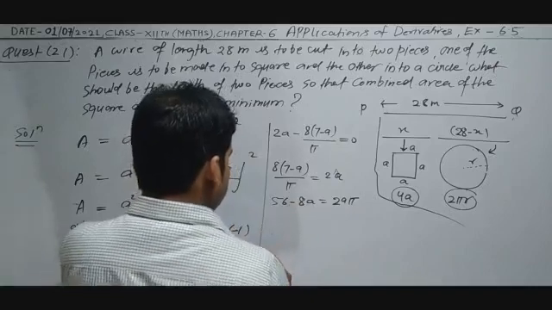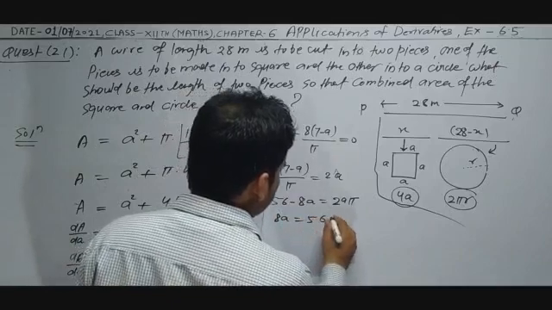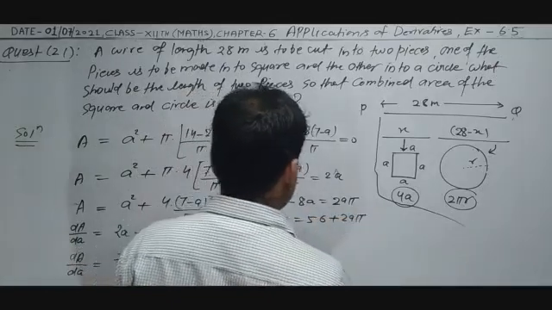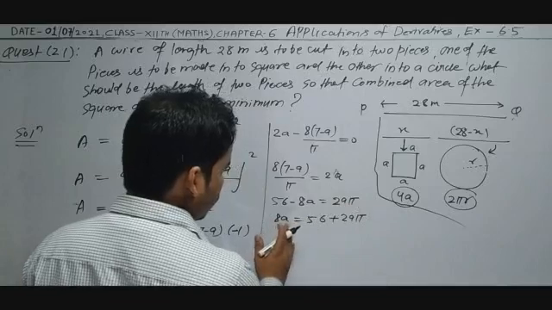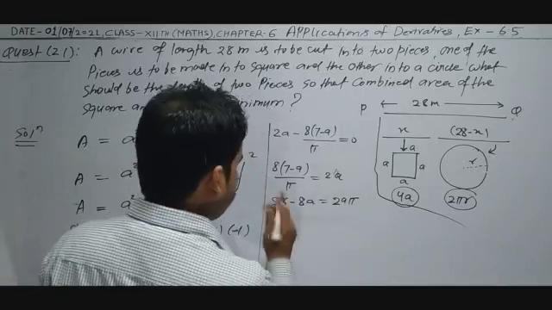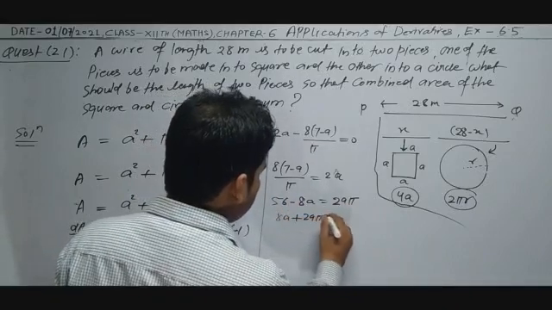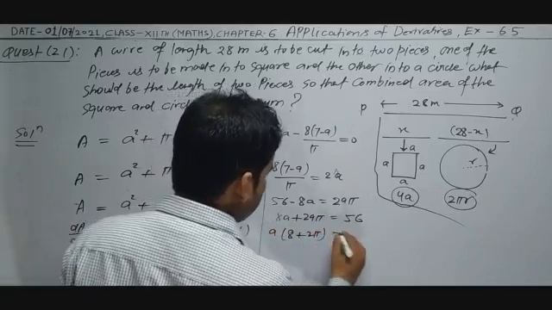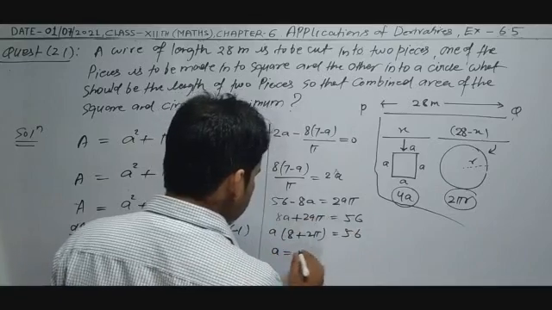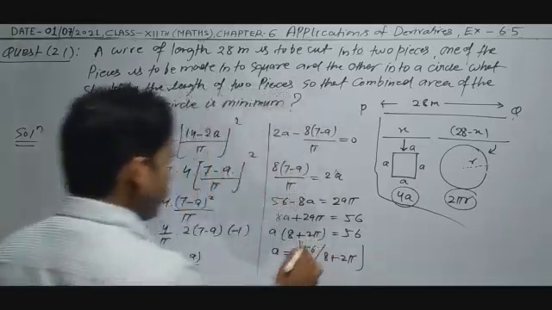So the result will be 8a is equal to 56 plus 2a pi. Now this is the value of a in terms of pi. Result will be 8a plus 2a pi is equal to 56. So a in brackets 8 plus 2 pi is equal to 56. This implies a is equal to 56 whole upon 8 plus 2 pi. This is the value of a.